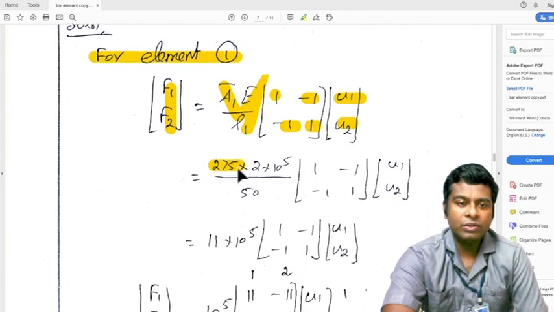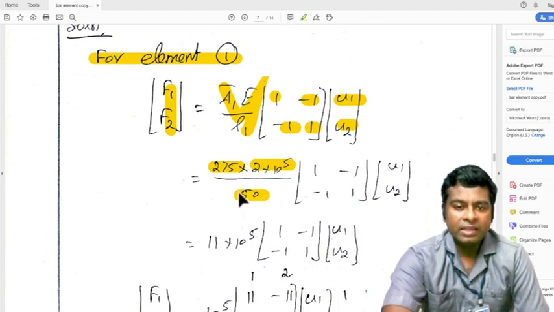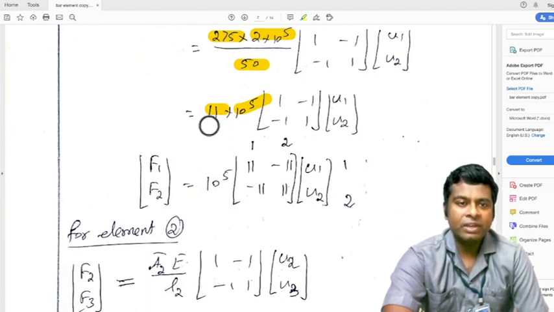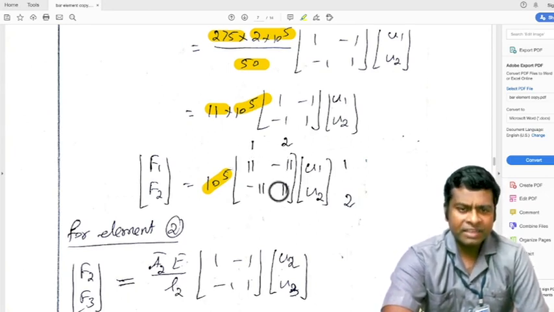A1 bar equal to 275 mm square, Young's modulus equal to 2 into 10 raised to 5 Newton per mm square, L1 equal to 50. Simplify these values, the value yields 11 into 10 raised to 5. For assembly purpose, I multiply this 11 inside the matrix, therefore 10 raised to 5 into matrix of 11, minus 11, minus 11, 11.